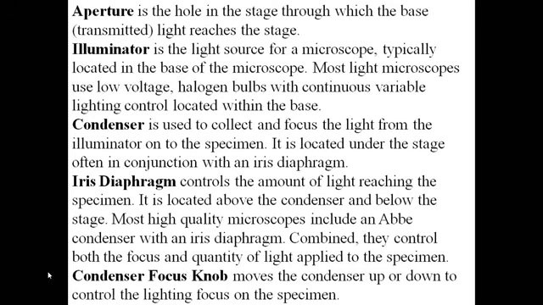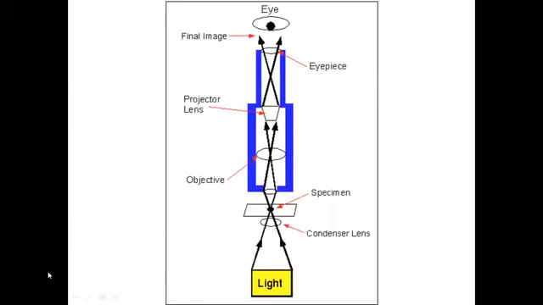Then you have your condenser focus knob. Move the condenser up or down to control the lighting focus on the specimen. So this is about the optics, the light traveling. This is how the light is traveling inside the microscope. So this was about your illuminator or the halogen lamp or the light source.